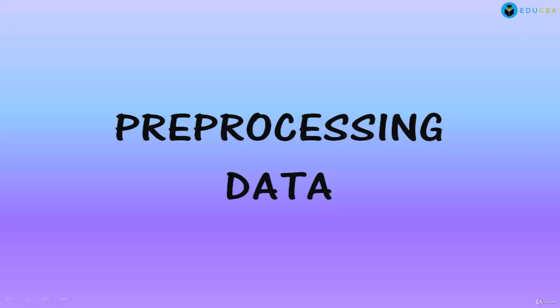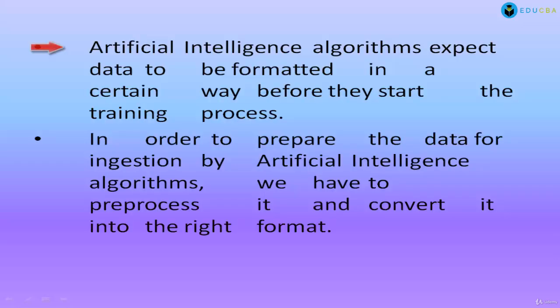Hello guys, pre-processing data. In this tutorial we will read about how we will process our input data for further processing. Artificial intelligence algorithms expect data to be formatted in a certain way before they start the training process. When we are using any algorithm, it is a basic requirement that our input data must be in a proper format, or you can say the data must be formatted. For that, we need some pre-processing.